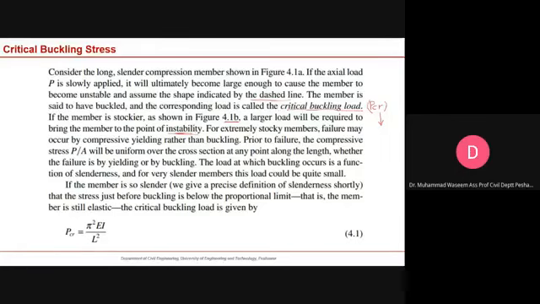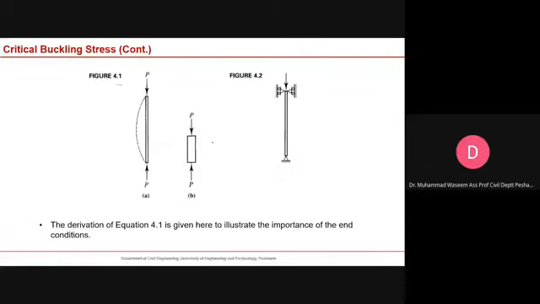Okay, for extremely stocky members, failure may occur by compressive yielding rather than buckling. It is saying that if the member is even shorter, stockier, it will not fail by buckling, it will fail by yielding.